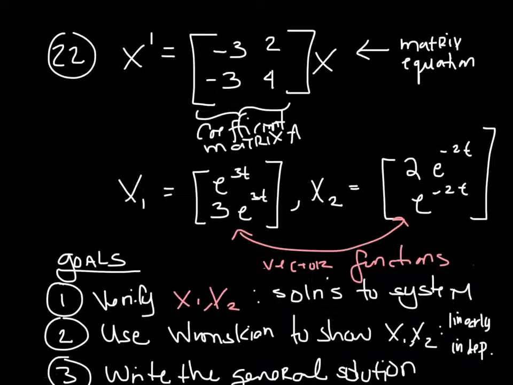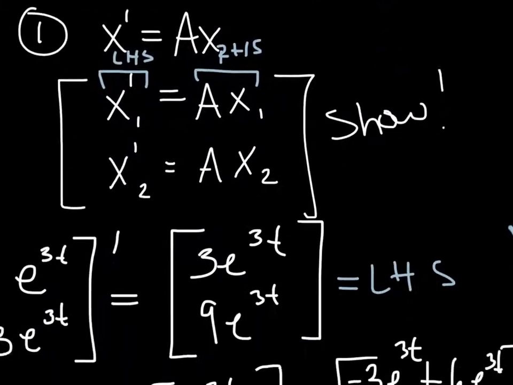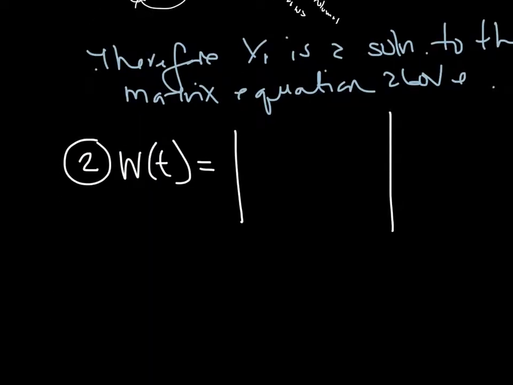So let's use some green. That's one, right? And I don't know, blue. So green and blue. And so, I'm going to write in my green: e to the 3t and 3e to the 3t. That's the one solution, x1, and the other solution is 2e to the negative 2t and e to the negative 2t.